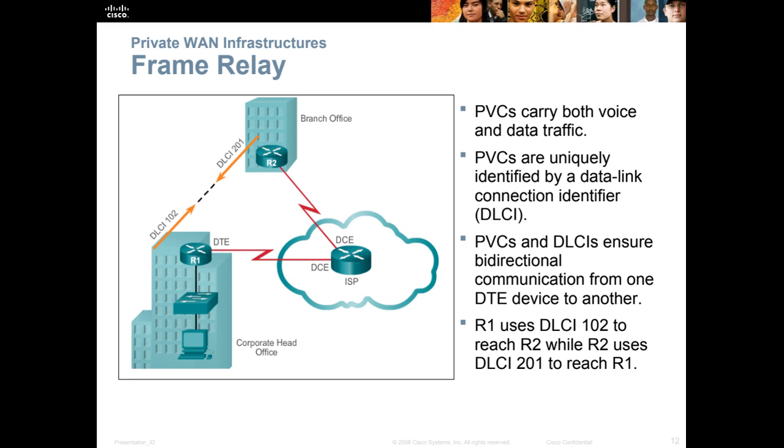So PVCs carry both voice and data traffic. PVCs are uniquely identified by a data link connection identifier called DLCI. So here, from this side to this side, look here, we have DLCI 102. From the branch office to the head office, we have DLCI 201. So 102, 201. And so on. We have 301, 103. Okay? PVC and DLCI ensure bidirectional communication from one DTE device to another. R1 uses DLCI 102, we already mentioned that. Okay.